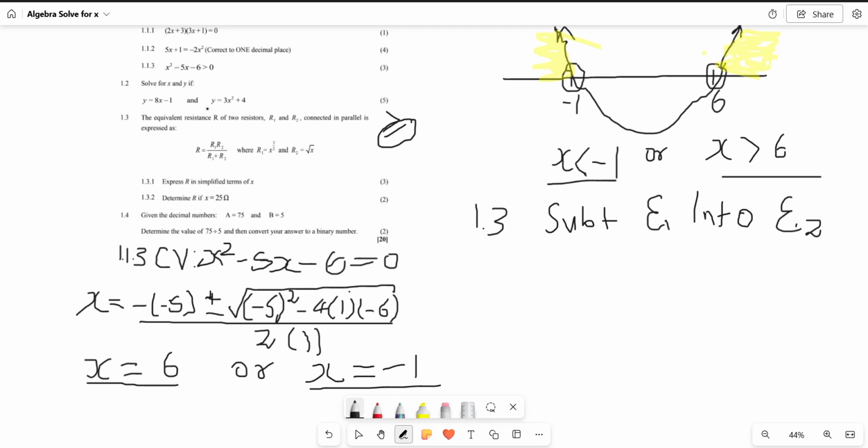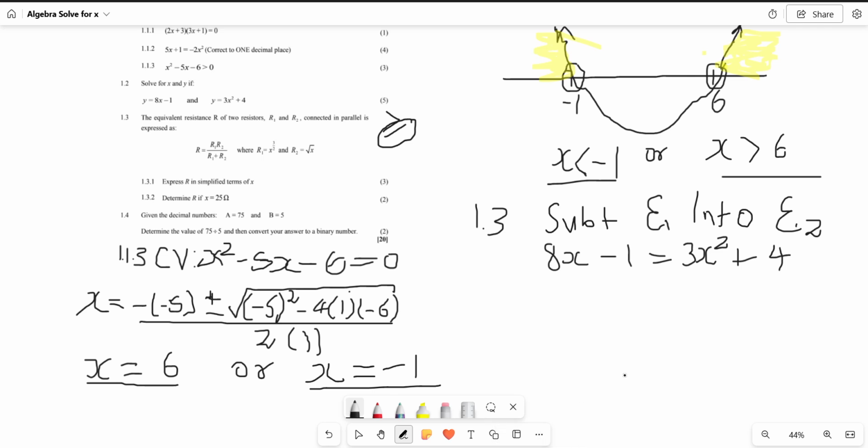Then equation number 2 starts with the y. Remember, in the place of y, we are going to substitute 8x minus 1. That is equal to, we go on with equation number 2. After equals to, what do we have? We have 3x squared plus a positive 4.